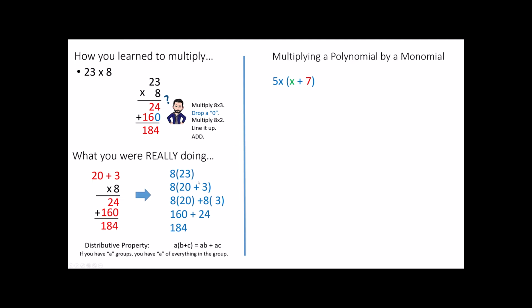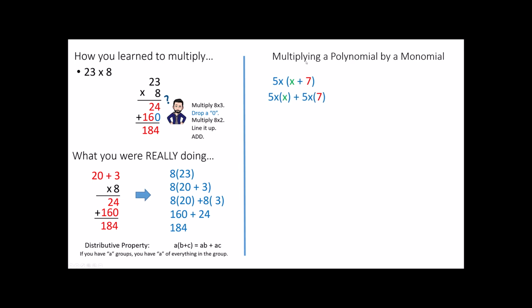You see, instead of a 20 and a 3 here, I have an unknown value and a 7. And I have 5x groups of this. Now, depending on what the x is, these numbers could change. If x was a 4, this would be a 20 and an 11. If x was a 5, this would be a 25 and a 12. It really doesn't matter what x is, because if I have this many of this group, then I have this many of everything in the group.